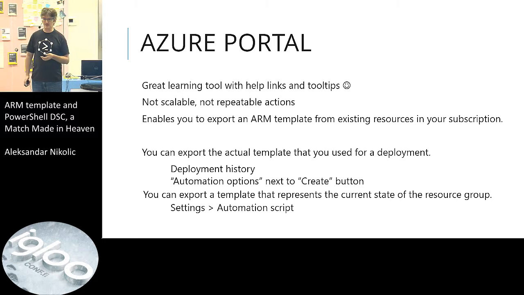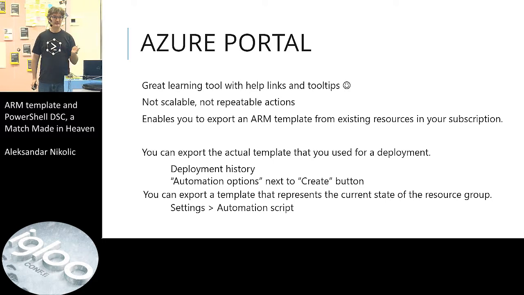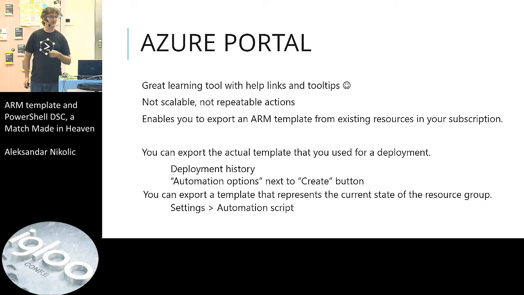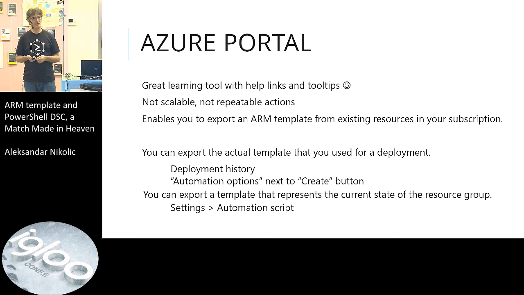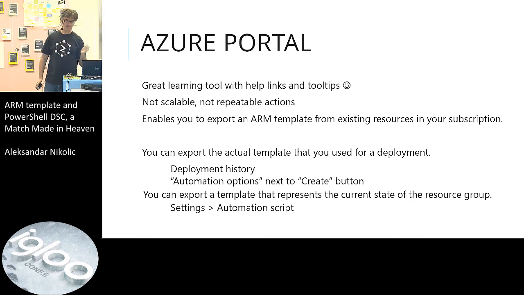When you work with the Portal, it's also possible to export templates. So usually the first experience for people who never worked with templates before is through the Portal, and we have a couple of options. You can export the template for an actual deployment that you have, and for that you can go to the deployment history option, or during creation you have the automation options button next to the create button. If you click it, you will see the underlying template that will be deployed once you click on the create button.